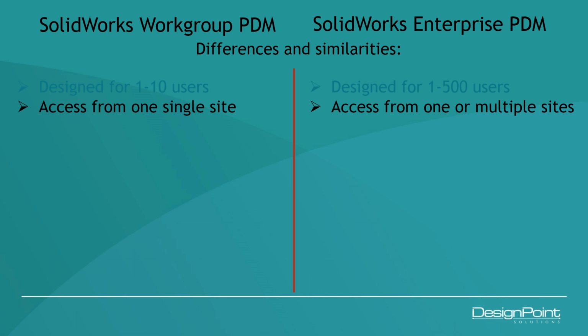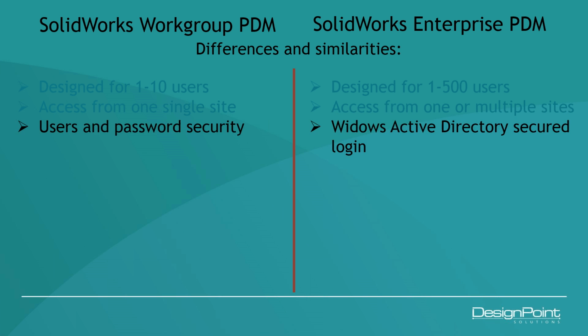Accessing Workgroup is possible only from 1 single site. If you want to have your server, or if you want to replicate, or if you want to communicate with other departments from another location, another country, Workgroup is not capable of doing that. Instead, Enterprise can access the information from multiple sites. So you can have 1 server, or you can have 10 servers. Each server can be in a different location, a different country, and you can access the information.